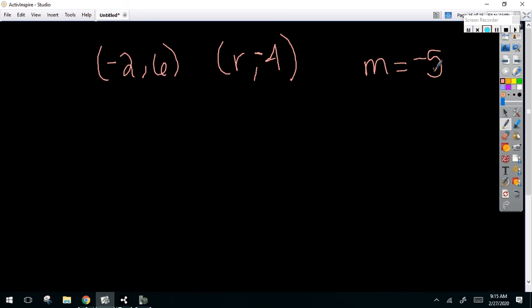We know how to find slope, right? To find slope, we do change in y's. So 6 minus -4 over what? -2 minus r. Right? But this time it's going to equal -5. This time I'm telling you what it equals, and I'm going to get you to find out what that value is. So let's clean it up a little bit. What is 6 minus -4? 10.